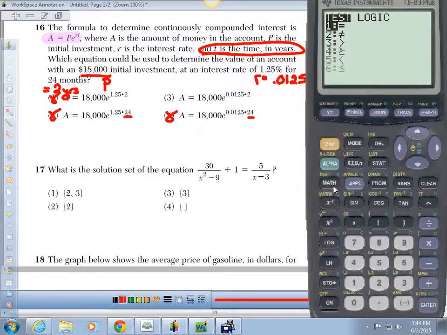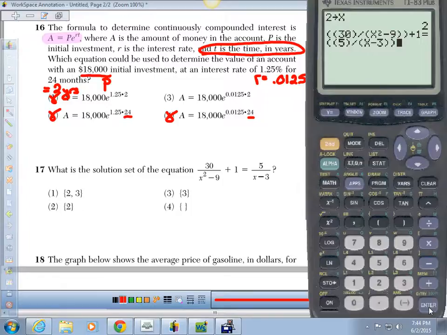And set it equal to, where do we get the equal sign from? Second math, right? Second math is our equal sign. And we're going to set this equal to, now how am I going to type in the fraction of 5 over x minus 3? The same thing. Open, open, 5. Close, divide, open, x minus 3, close, close. Okay, so is 2 a solution?